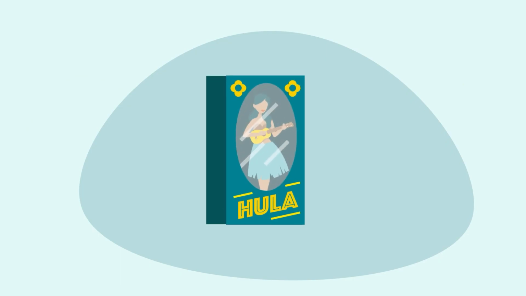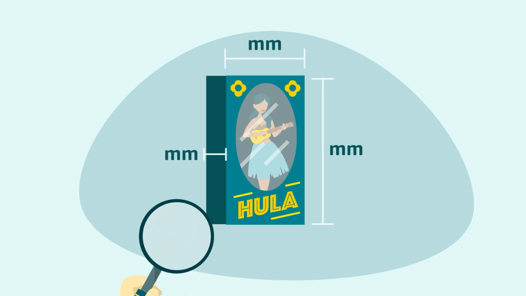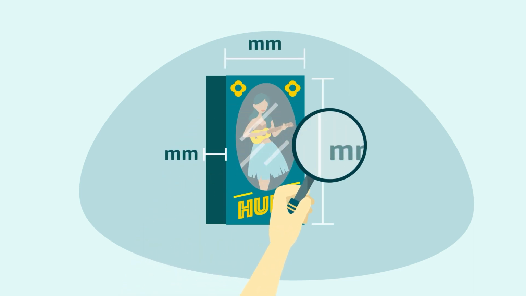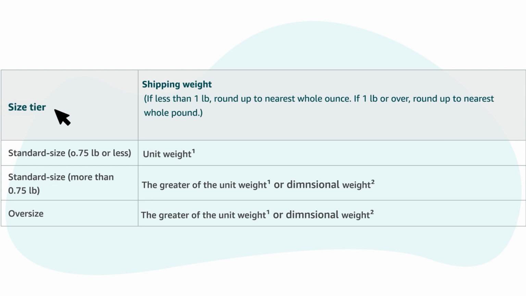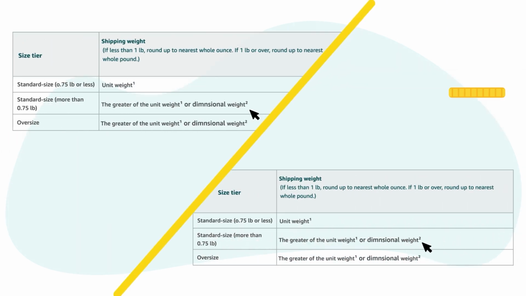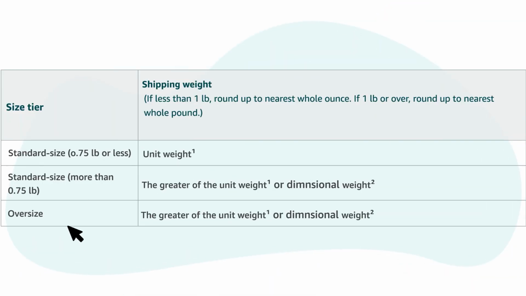To determine the shipping weight: 1. Determine the volume and dimensions of the product. 2. Determine the size tier of the product. 3. Determine the unit weight of the product. 4. Determine the dimensional weight and if it is used to calculate the fees for the product. This table can help you determine the shipping weight of the product.